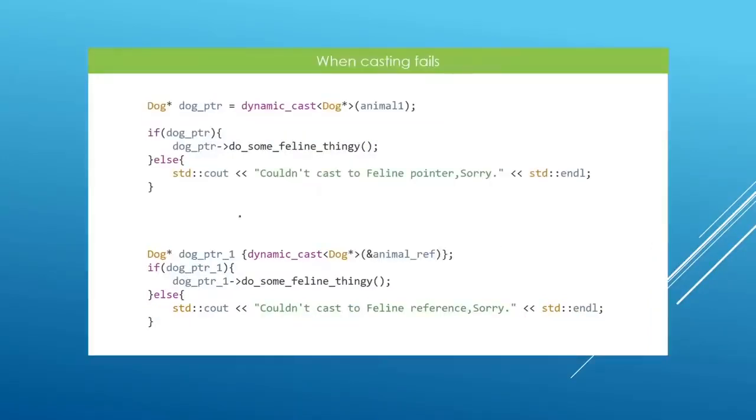Again, the cast may fail. If it fails while we are trying to transform to a dog pointer, we are going to fall down here and say that the cast failed. We can also do the same thing through references. For example, if we want to transform this base reference to a derived pointer, and this fails, we're going to fall here because of the check we are doing. We can do something like this to make our code much safer to work with.